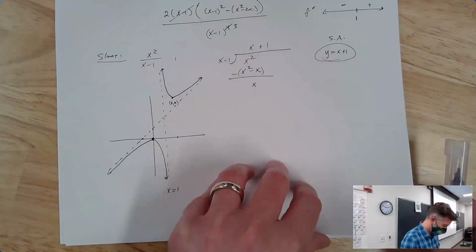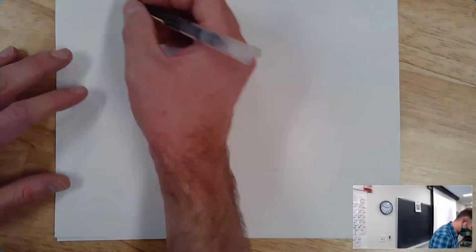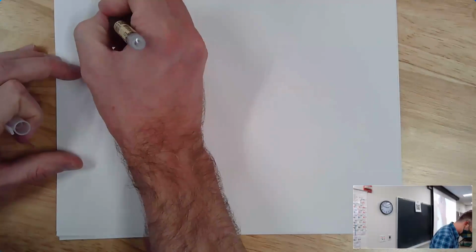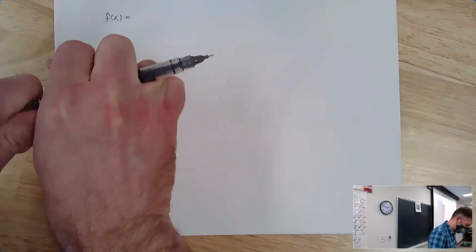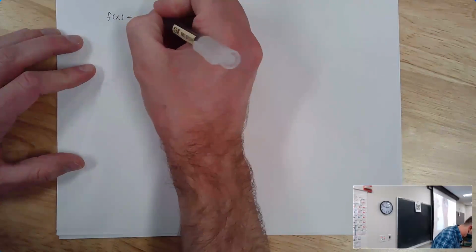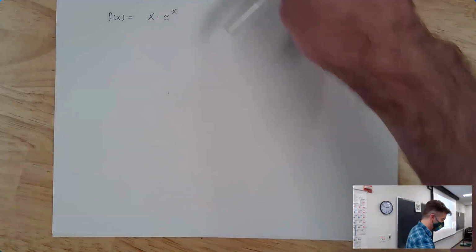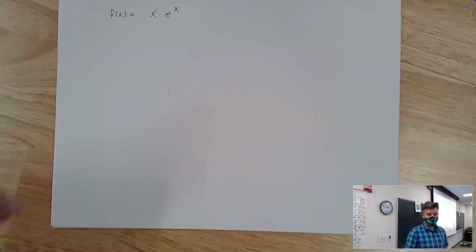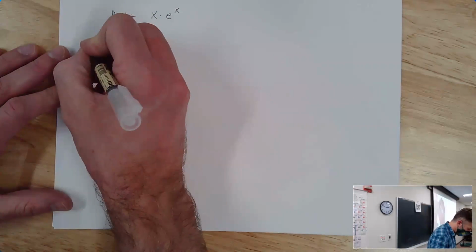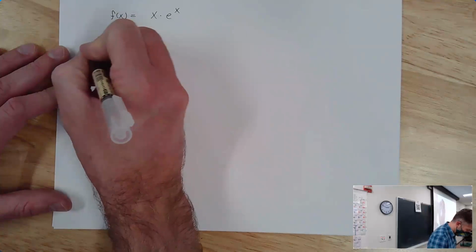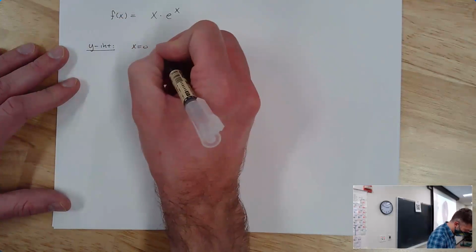So let's look at another graph. Let's say we want to graph f of x equal to, oh, not this one. Let's do this one. It's not quite as terrible. X times e to the x. Again, all the things. So let's find the intercepts. Y-intercept: x is 0, so y is going to be 0.